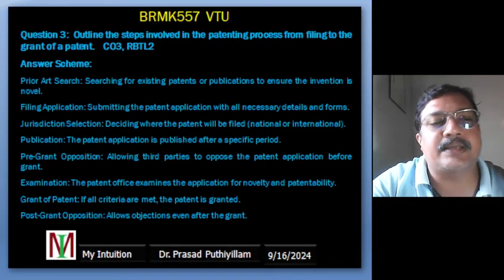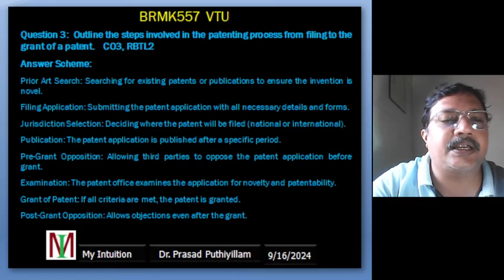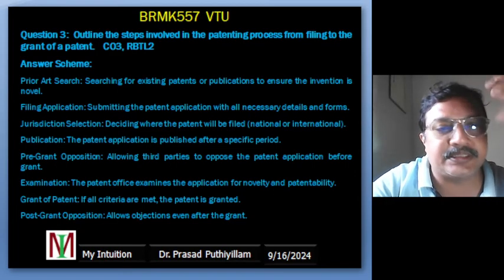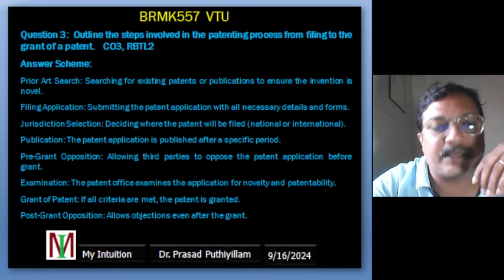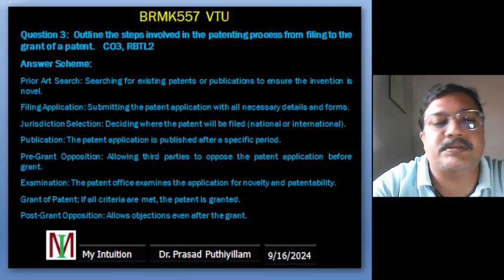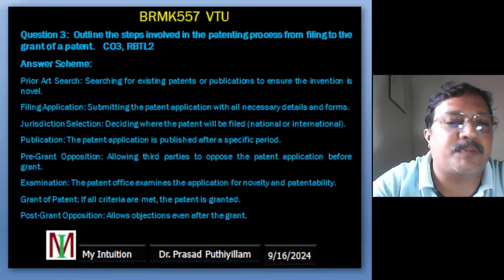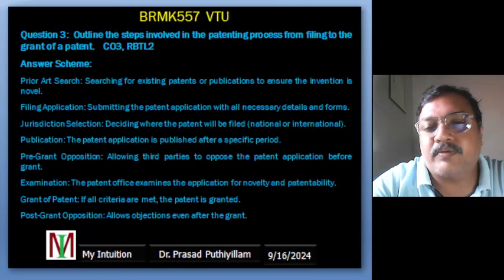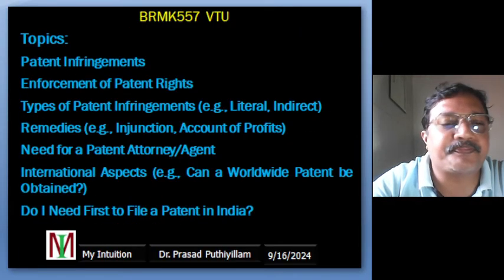So you can say that prior art search is needed, filing application, jurisdiction selection, publication, pre-grant opposition, examination, grant of patent. These are the points needed here. A post-grant opposition. Okay, now moving to the next topics.